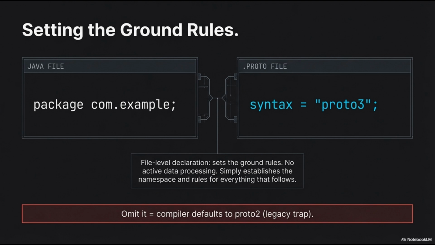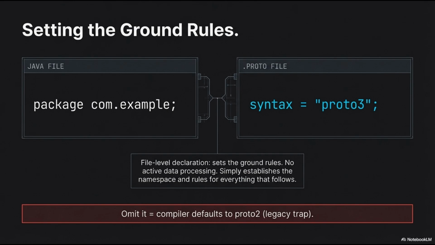No exception. So the best analogy I could think of for your day-to-day workflow is comparing it to a Java file starting with the package statement. Oh, that's a good way to look at it. Yeah, because it doesn't do any active data processing, right? It simply sets the namespace and the ground rules for absolutely everything that follows it. Exactly. And the compiler enforces that placement strictly, mostly because of what happens if you actually omit it.